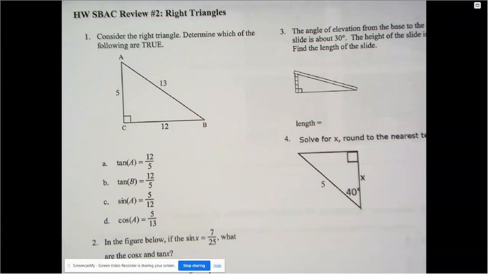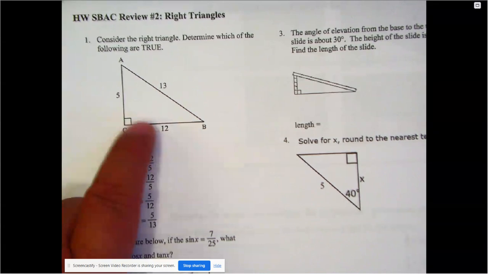So take your time, double check your answers with the key, and then this is what I'm going to check when I see you again.